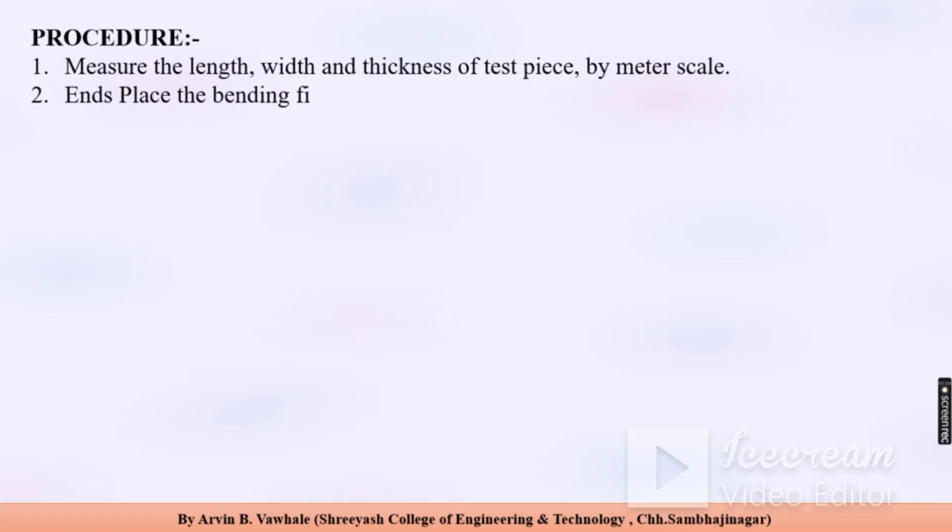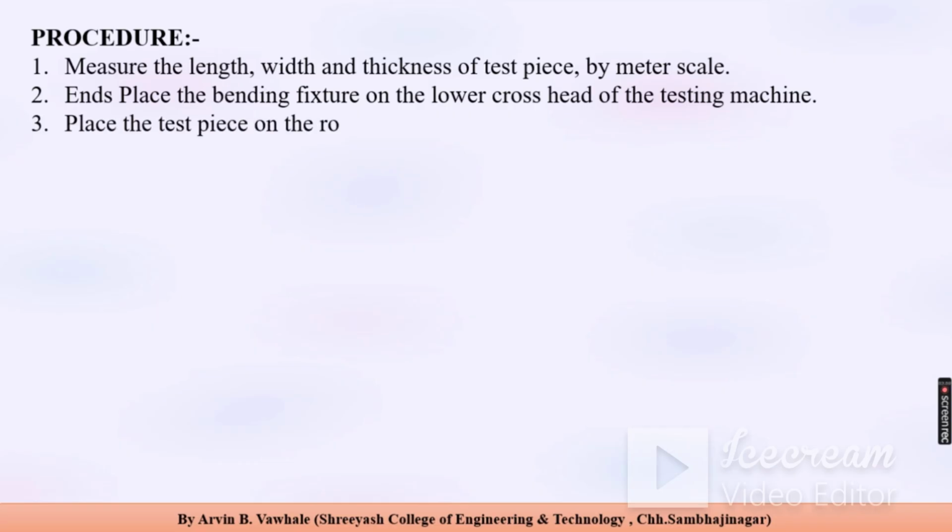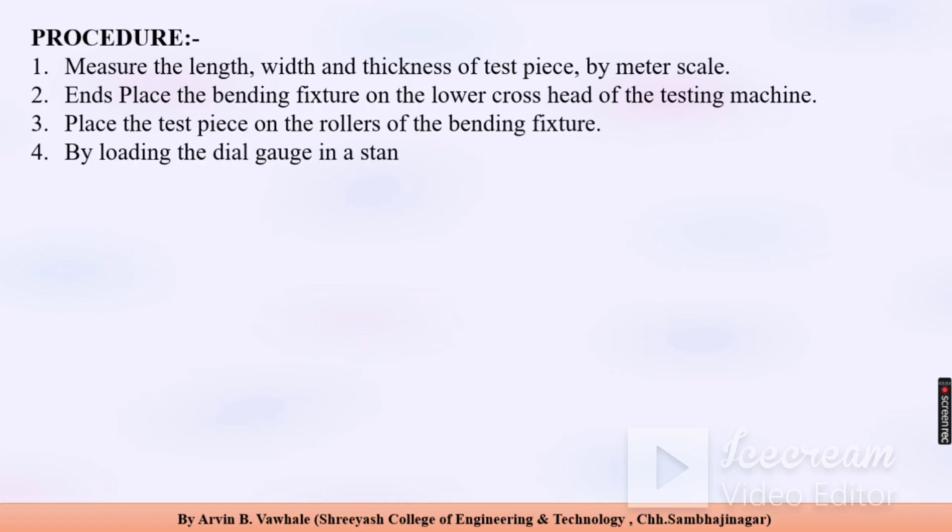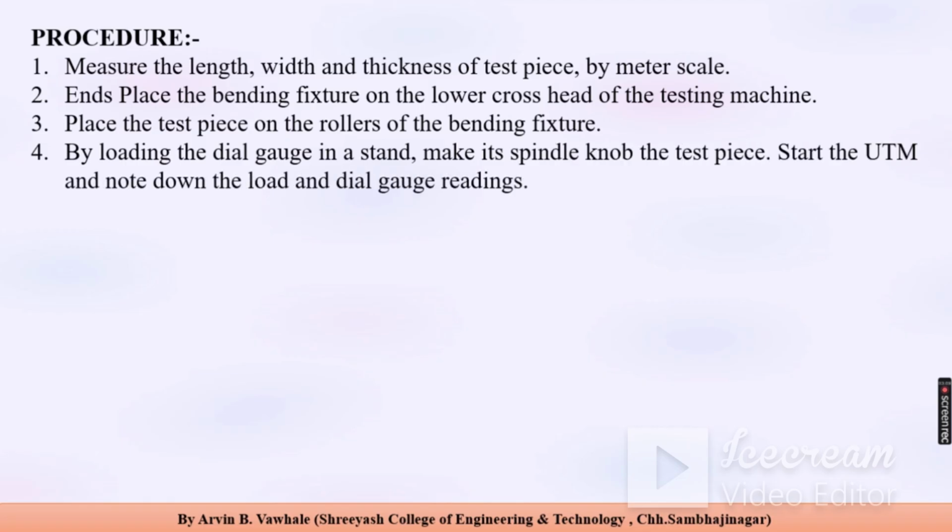Procedure: measure the length, width, and thickness of the test piece by meter scale. Place the bending fixture on the lower crosshead of the testing machine. Place the test piece on the rollers of the bending fixture. By holding the dial gauge in a stand, make its spindle knob touch the test piece. Start the UTM and note down the load and dial gauge readings. Plot the graph between load and deflection.